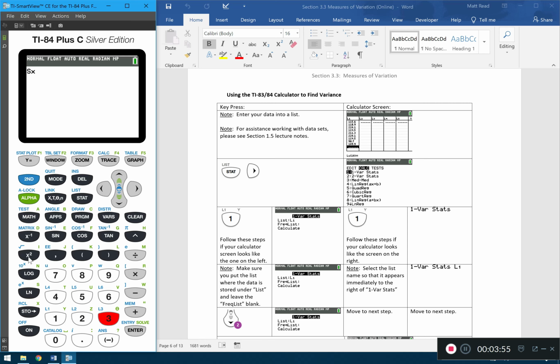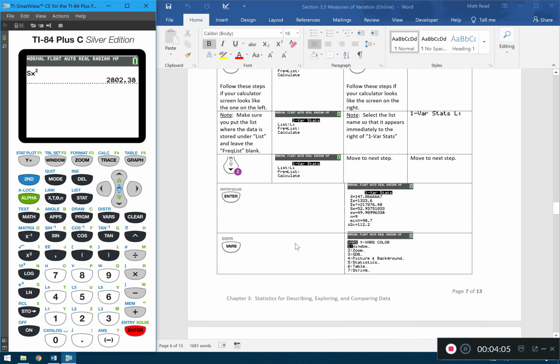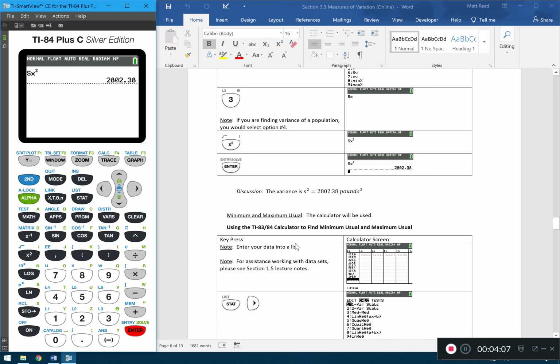And then press your square button. Remember, variance is standard deviation squared. And this is going to square that entire decimal number so we have as precise of an answer as possible. Again, the rounding rule is 2 decimal places. And we see here our variance. The proper symbol is a lowercase s squared for sample variance. 2,802.3 pounds squared.